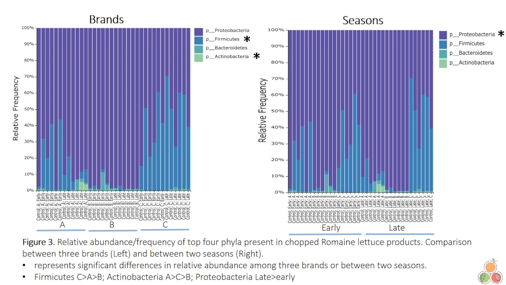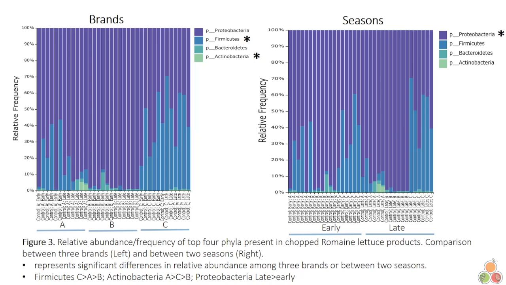That's why I don't see abundance or concentration, I see relative abundance. So the relative abundance for Proteobacteria is the highest, followed by Firmicutes and Actinobacteria. Also, what we see is the two stars, Firmicutes and Actinobacteria, their relative abundance was significantly different among the 3 brands. For Firmicutes, their relative abundance is higher in brand C, followed by brand A and B. For Actinobacteria, their relative abundance is highest in brand A, followed by brand C and B.